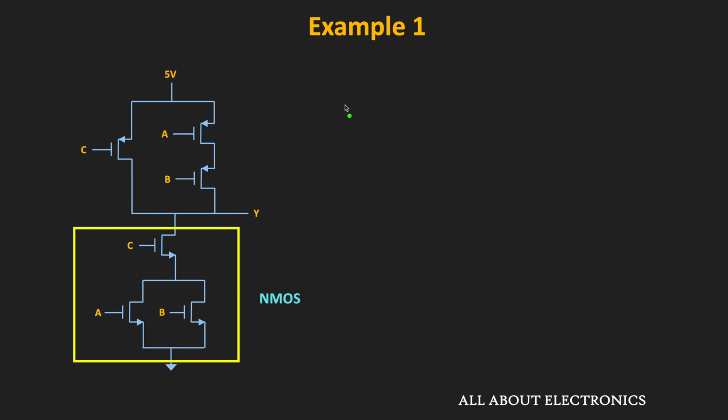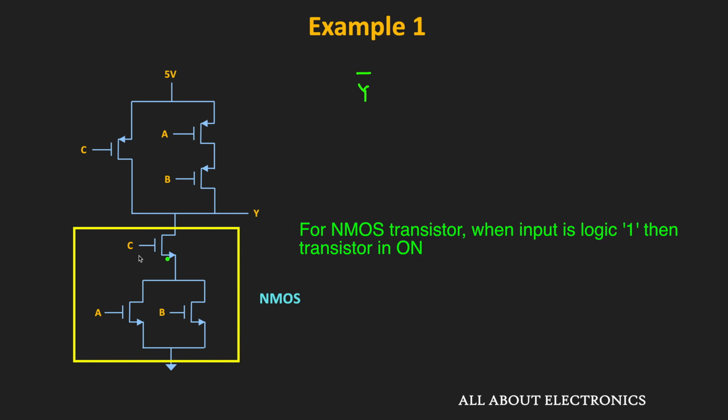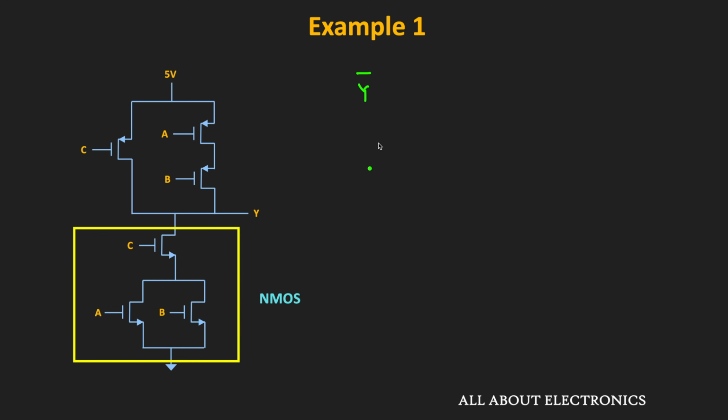As I said, this NMOS network pulls down the voltage of the output node to the logic 0. So here, Y is equal to 0 or Y bar is equal to 1 when C is equal to 1 and either A or B is equal to 1. So we can say that Y bar is equal to C dot (A plus B). Or from this we can say that Y is equal to C dot (A plus B) whole bar.